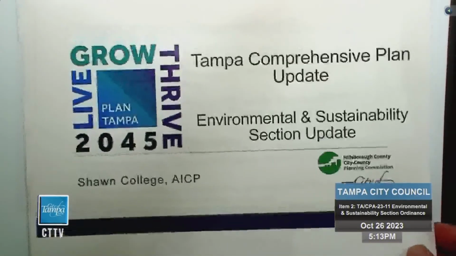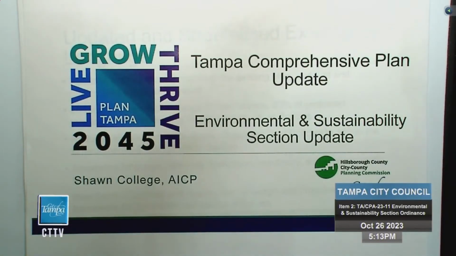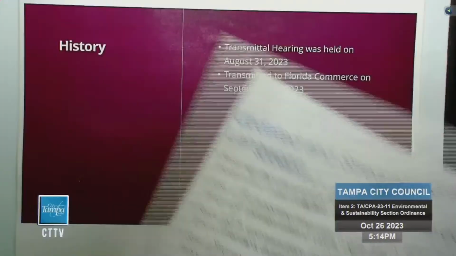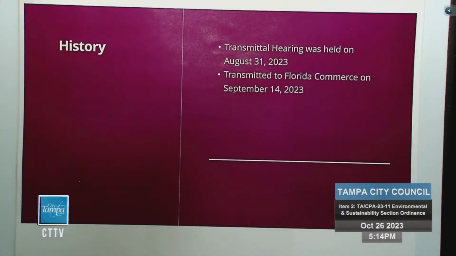This is TACPA 2311. Good evening, Council. I'm Sean College with Planning Commission staff. Similar to your last item, this is another section of your comprehensive plan. This is the environmental and sustainability section update. It retains important components, adds some additional updated language, and reduces the size of this element significantly to make it more user-friendly. It does streamline the language and removes duplication, but provides a framework for continued environmental protection. The transmittal hearing was on August 31st, transmitted to the Florida Commerce on September 14th.